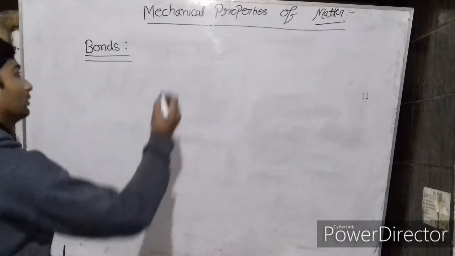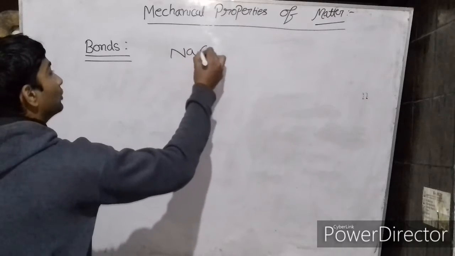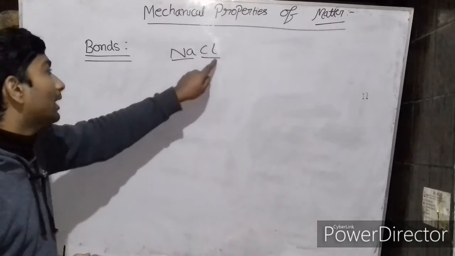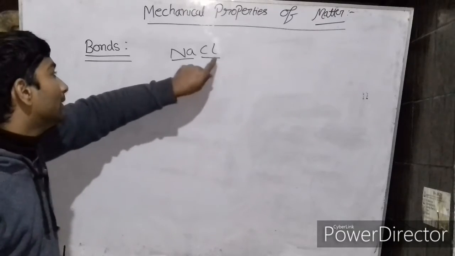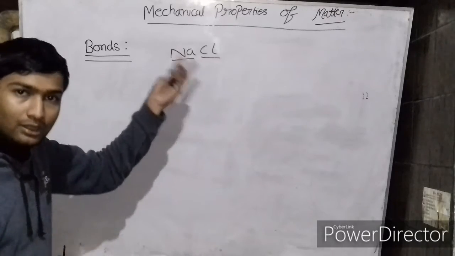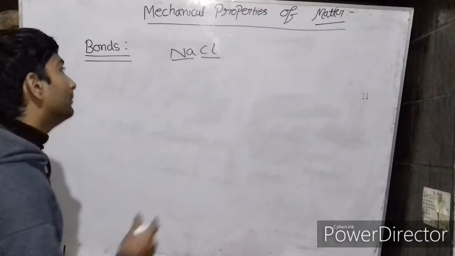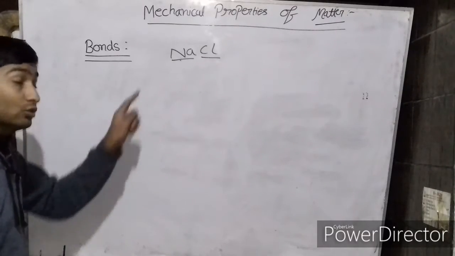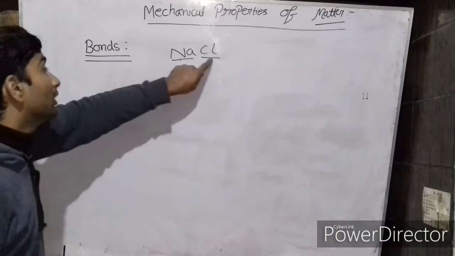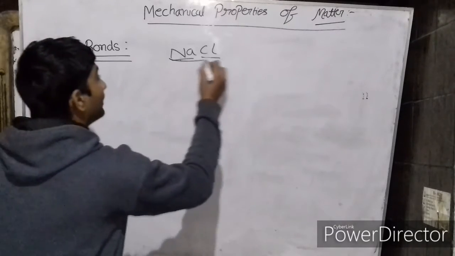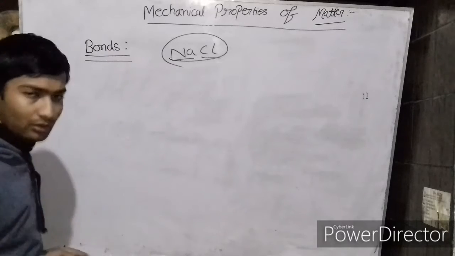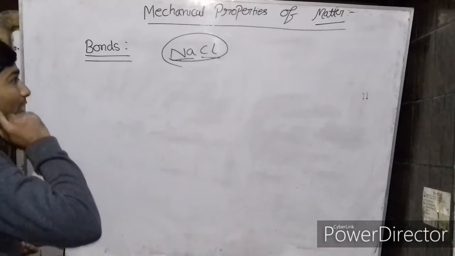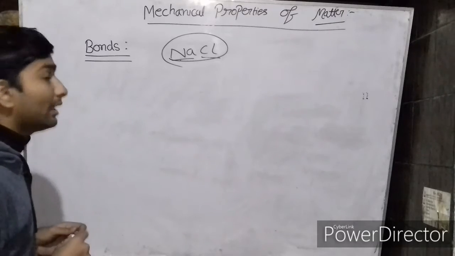For example, NaCl. Here there are two elements, sodium and chlorine. Their atoms are held together, not the whole element, but their atoms, so we have two atoms. The force which is responsible for the stability of NaCl is a bond. That is an example of a bond. So today we are going to discuss the types of bonds.